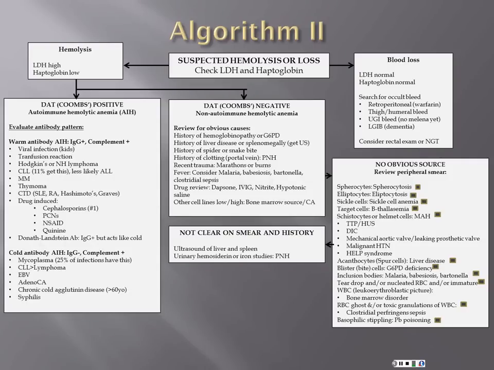The LDH and haptoglobin are not elevated or abnormal. And a warning on haptoglobin: haptoglobin is produced where? Does anyone know? It's produced in your liver. So an end-stage cirrhotic patient will always have a low haptoglobin level. That doesn't mean they have hemolysis, so be aware of that when you order it.